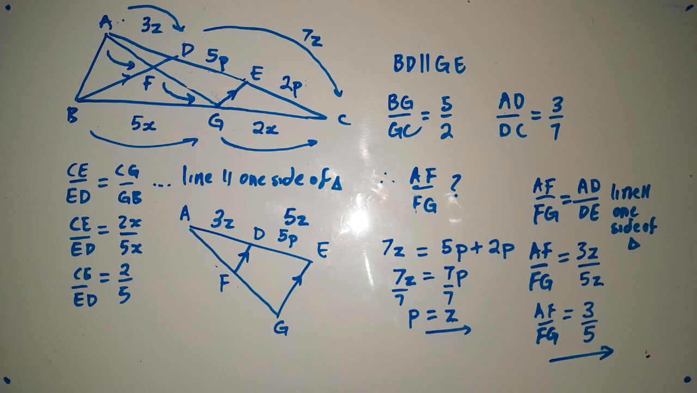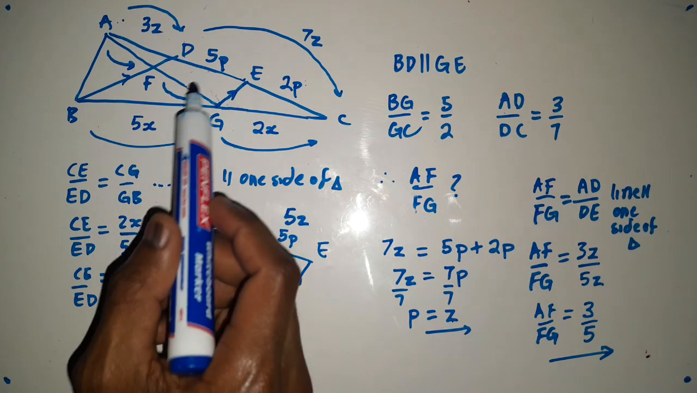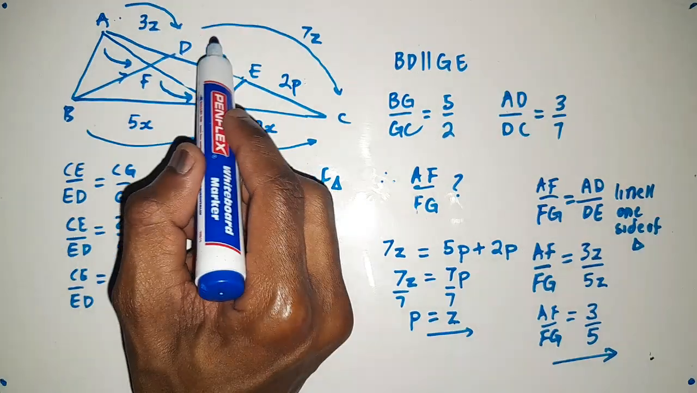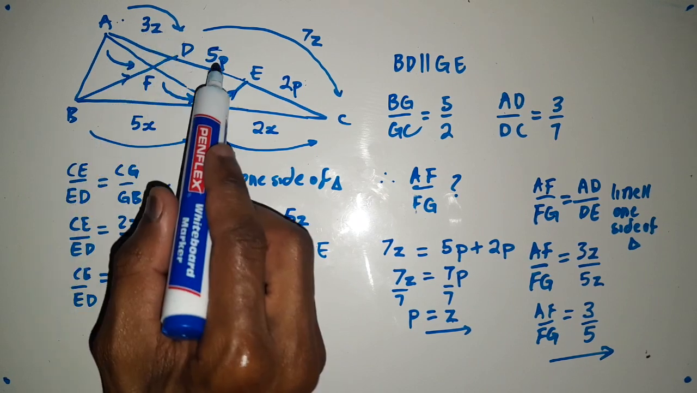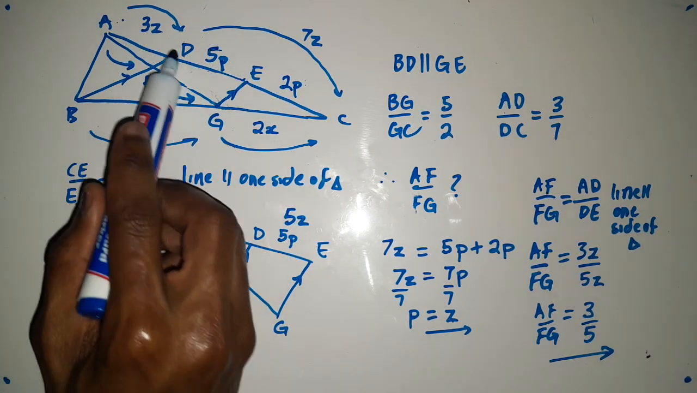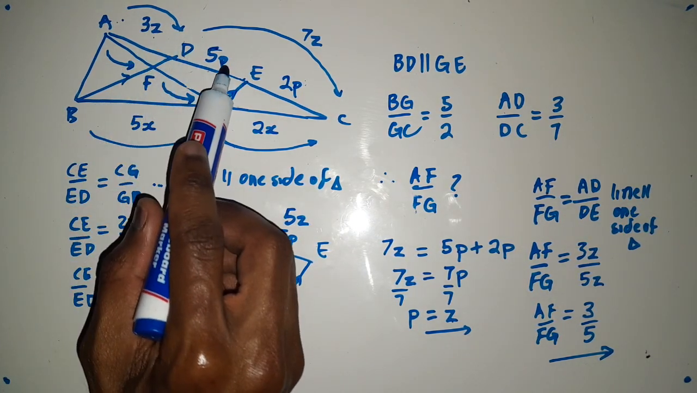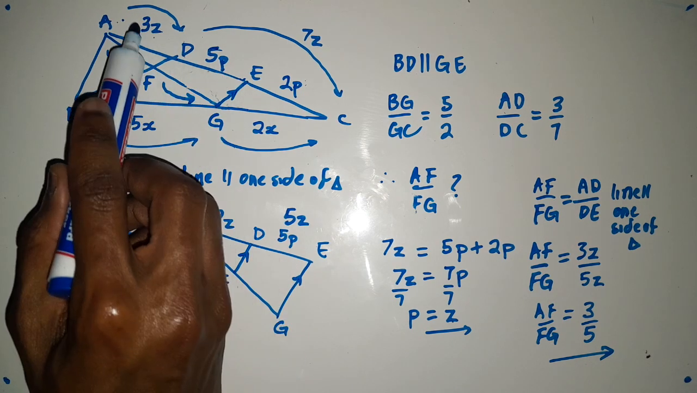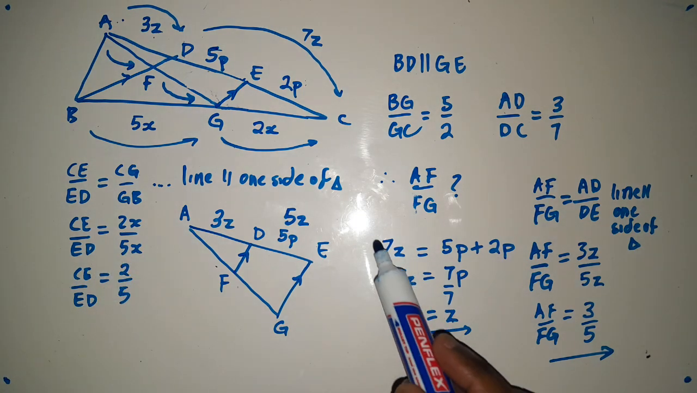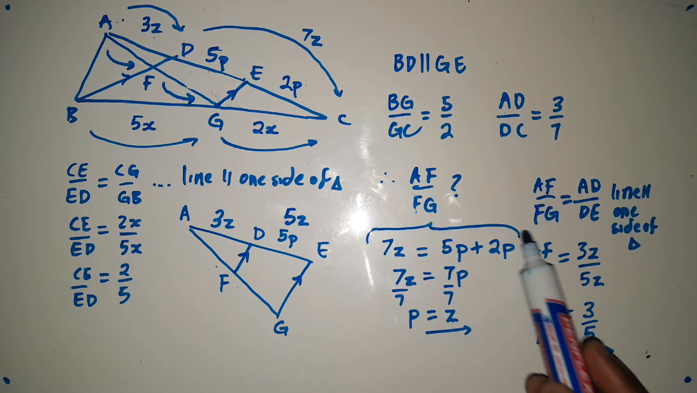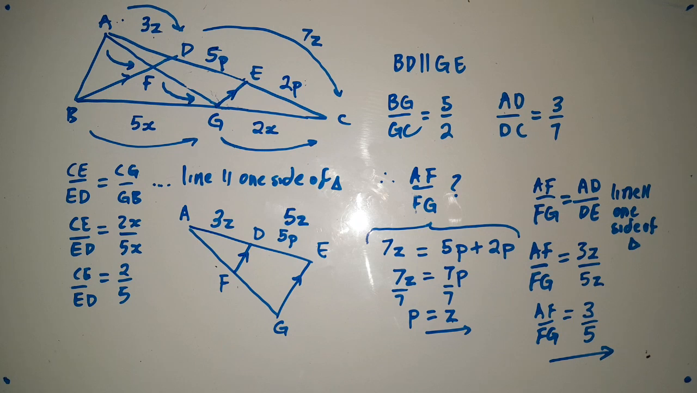Then now we are done with this problem. The tricky part was here. We need to make sure that the variables are the same. We can't say 3z divided by 5p. You need to use this technique. It will help you a lot in some of the questions. Then I thank you guys and enjoy.